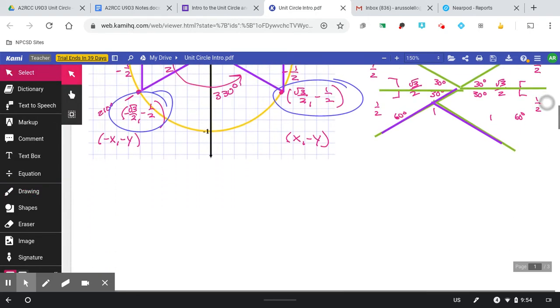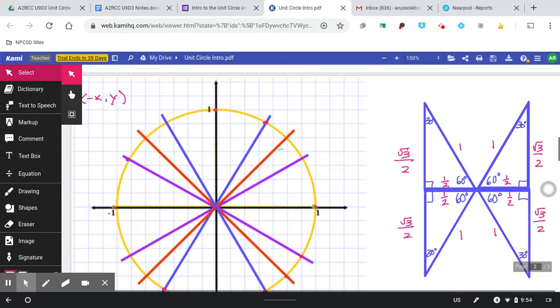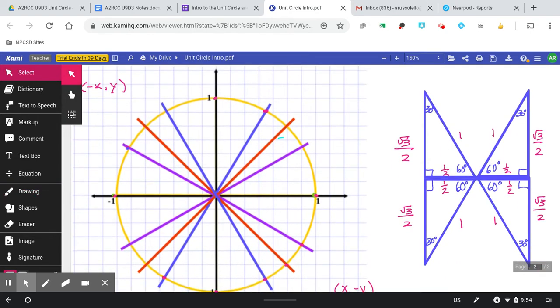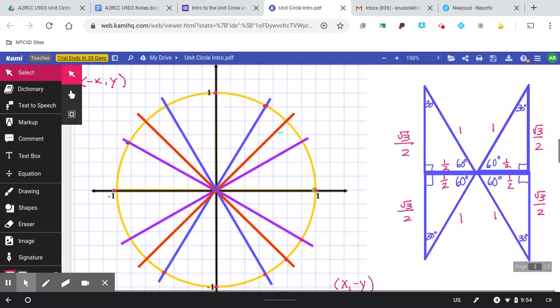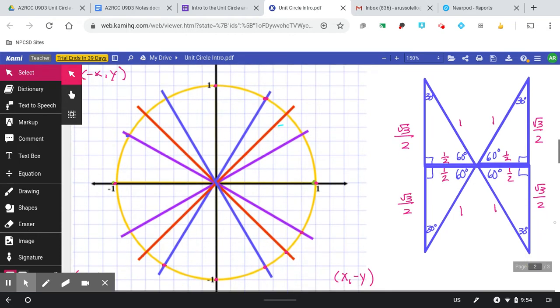Let's take a look here. These are still 30, 60, 90s. However, notice that the reference angle is 60 degrees instead. If we take this 60-degree triangle and put it here, now this is 60 degrees.